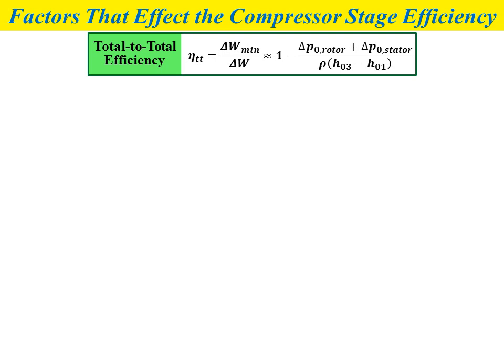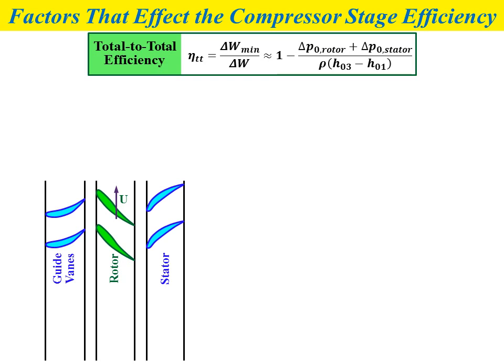First we look at the total efficiency equation, where η_Tt equals ΔW minimum divided by ΔW actual, and also equals 1 minus [ΔP0 rotor, total pressure loss in rotor, plus ΔP0 stator, total pressure loss in stator] divided by ρ multiplied by [H03 minus H01, stagnation enthalpy difference].